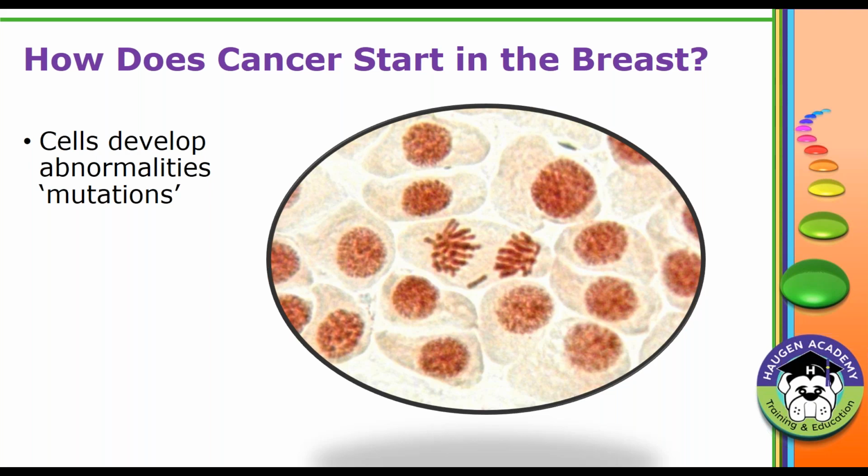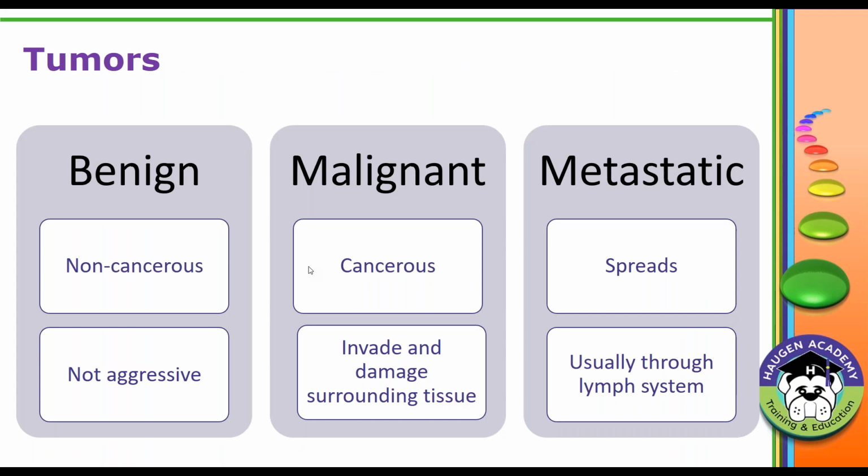So when this happens, instead of the abnormal cells dying, they continue to divide and multiply, and sometimes they grow quite rapidly. So you can see in the middle of this picture, that cell in the very middle is mutated, or it's different from the rest of the cells there. So a tumor is a mass of abnormal tissue.